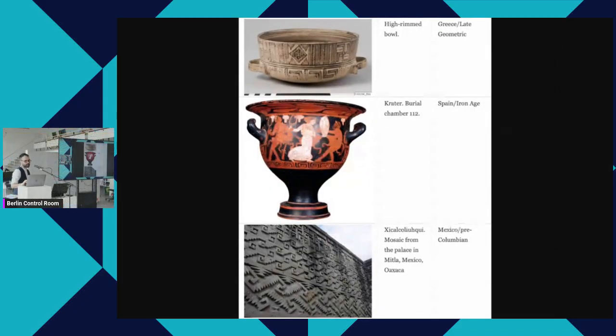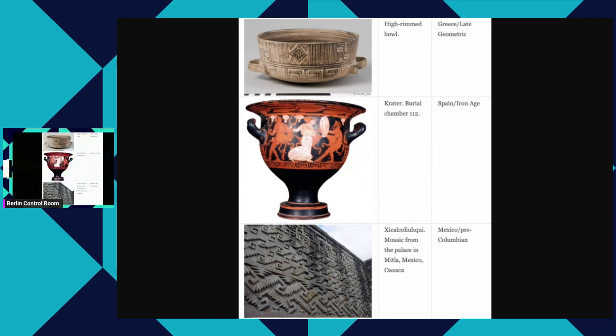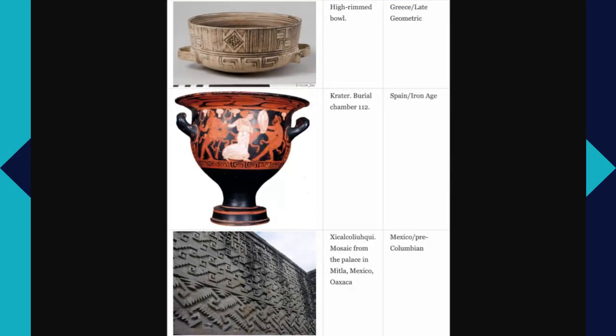For example, taking the wave motif, which is found in many distant cultures and across time. The first one is from ancient Greece. The second one is from Spain, Iron Age, and we can see the same motif replicated. It is the wave motif, and also from pre-Columbian Mexican culture. It symbolizes traditions and cyclicity, evolution, journey.